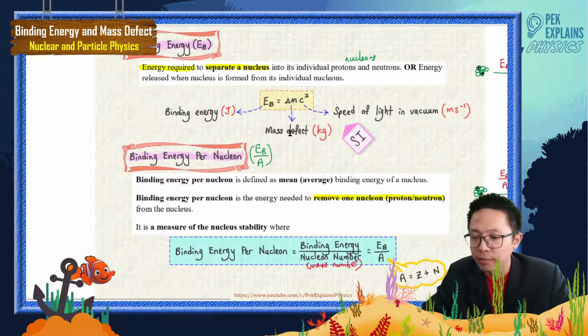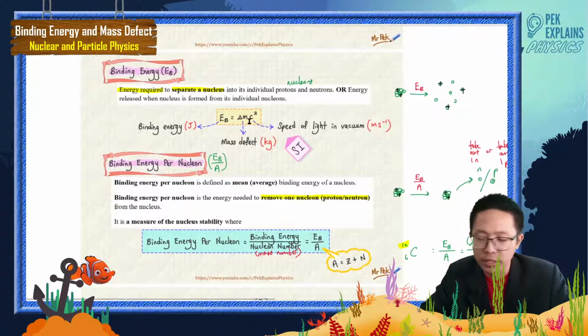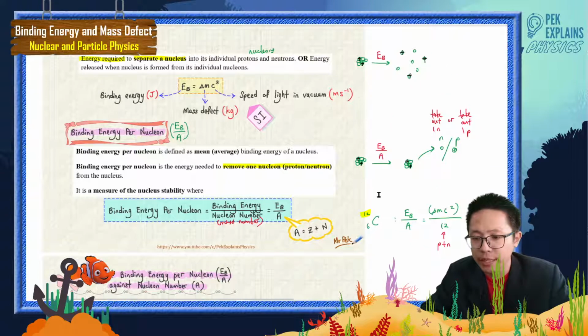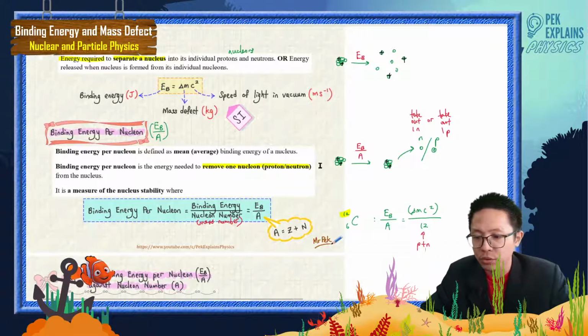So to calculate the binding energy, you just use delta m c squared. But for binding energy per nucleon, after you get the binding energy, you need to divide by the nucleon number, or mass number. Then only do you get the binding energy per nucleon.